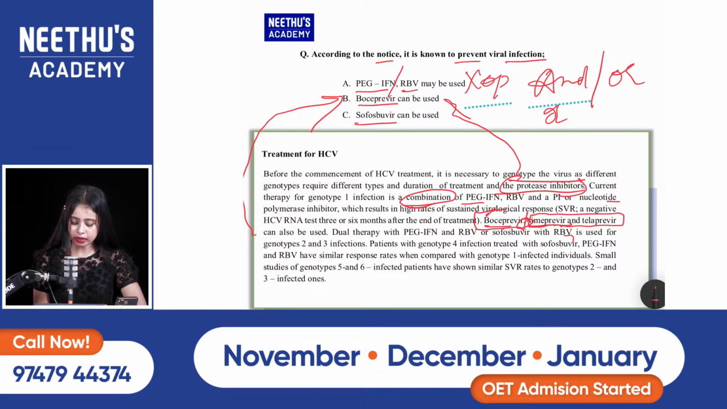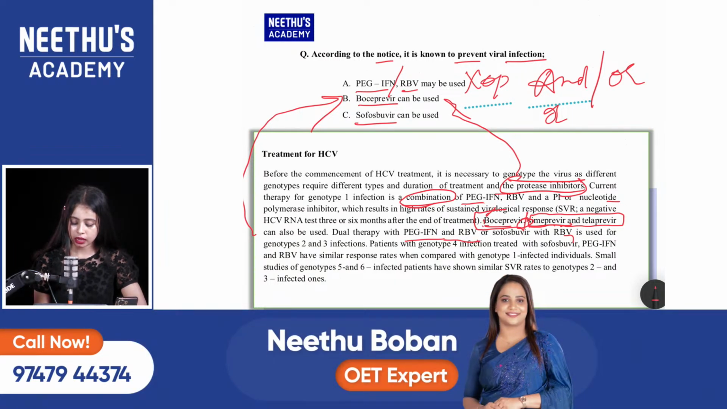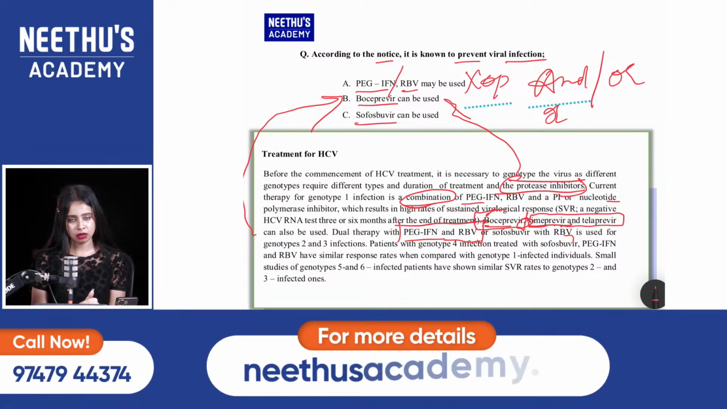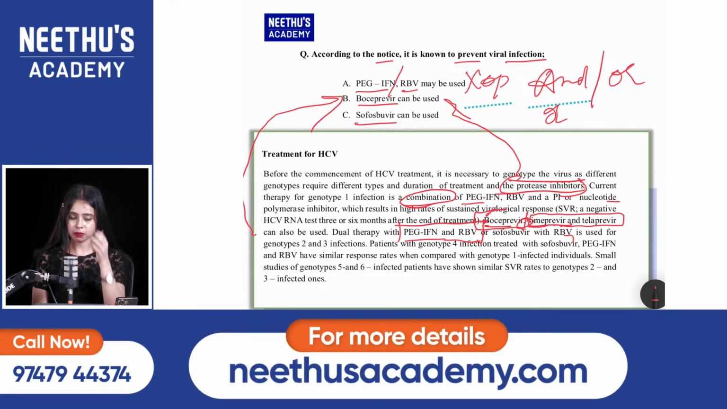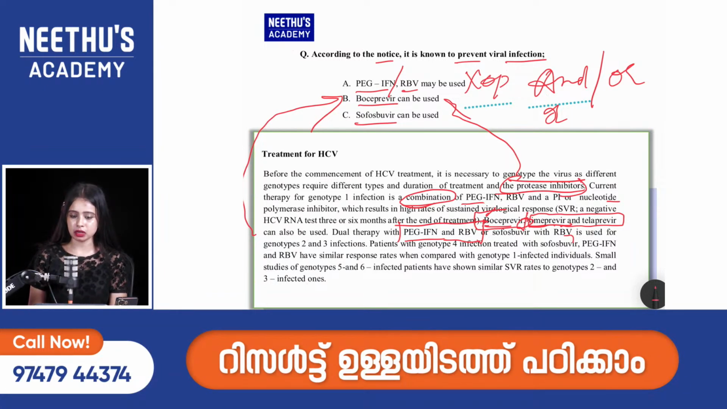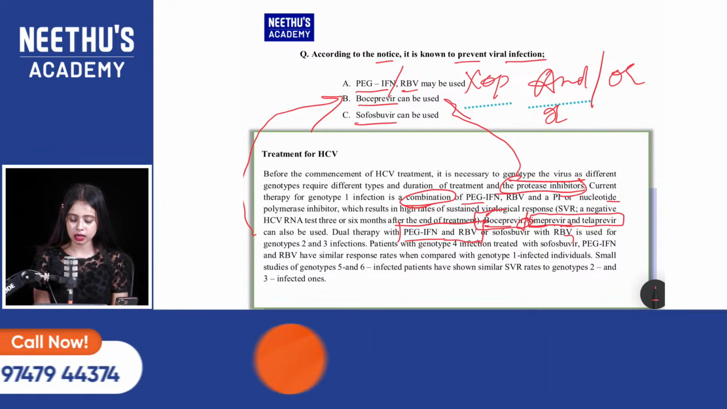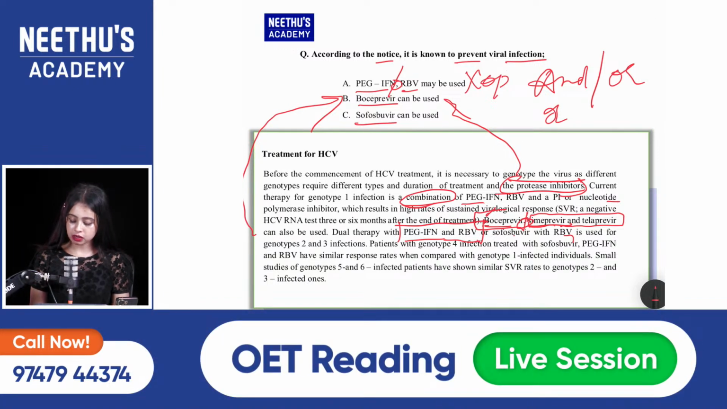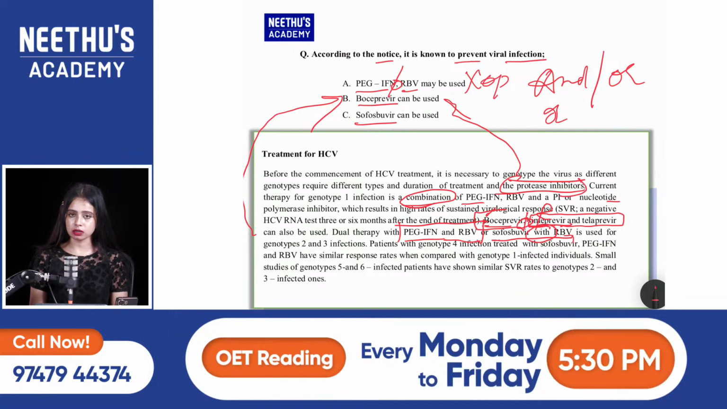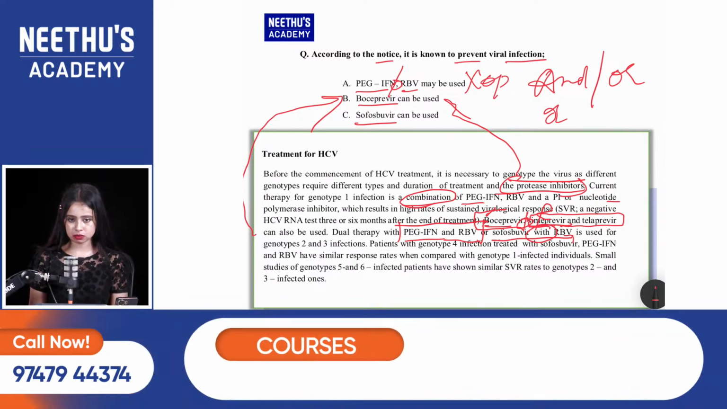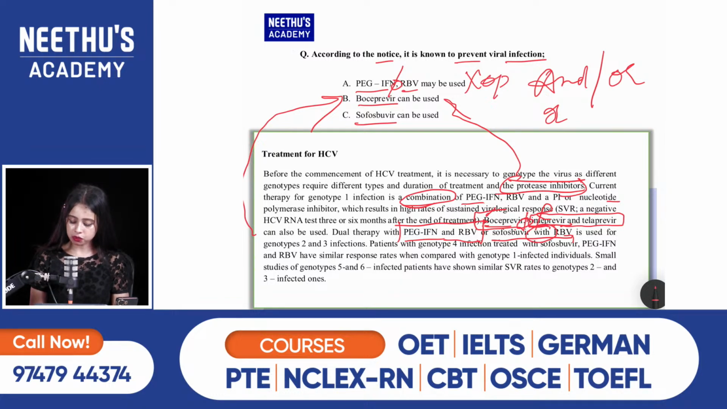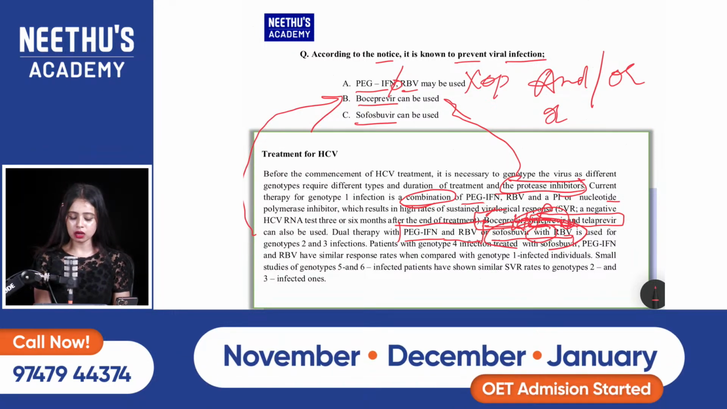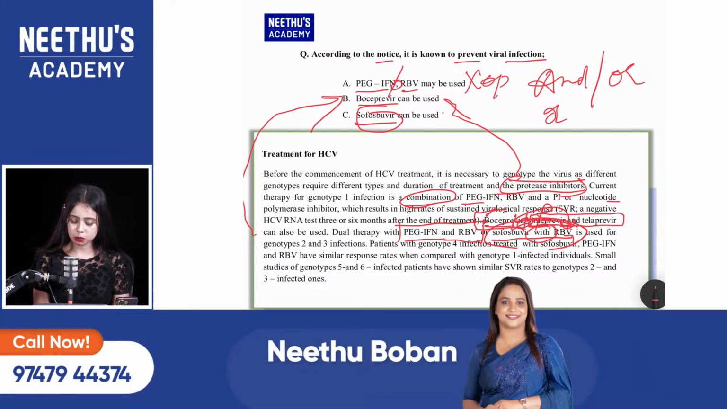Then dual therapy with PG-IFN and RBV. Again here it is a combination treatment. 'And' indicates combination. Apple and orange means you can take both. So this is a combination, PG-IFN and RBV, but in the paragraph it is separated with a comma. So again we eliminate option A. Or Sofosbuvir with RBV. Here 'with' means 'and', that is, combination, along with something. Sofosbuvir with RBV is again a combination, but only one is mentioned in the paragraph. So we eliminate option C, as contradictory.